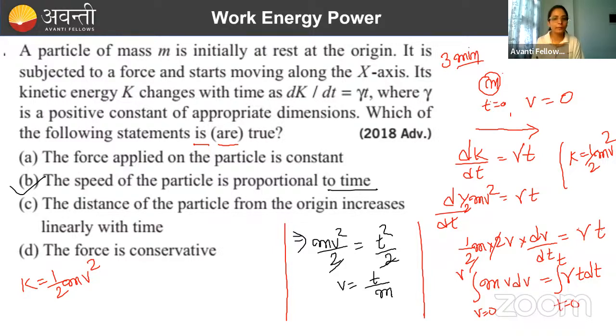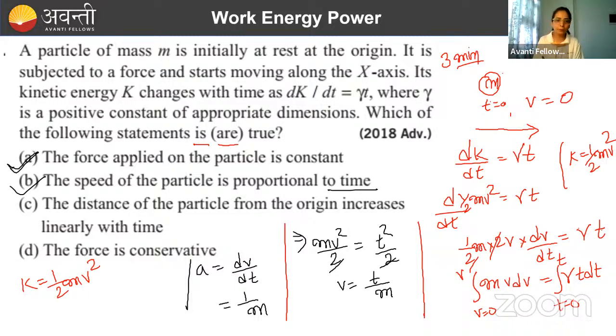Now, force on the particle. If we have velocity with us, we can easily calculate force, because force is mass into acceleration. If velocity is there, acceleration we can very easily calculate. And what is the acceleration value? That is dv/dt. Velocity is something times t by m. So if you differentiate t by m, you will get 1 by m. So acceleration is constant. And if acceleration is constant and mass also is constant in the question, the force applied will be constant.